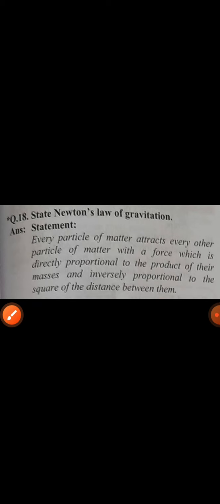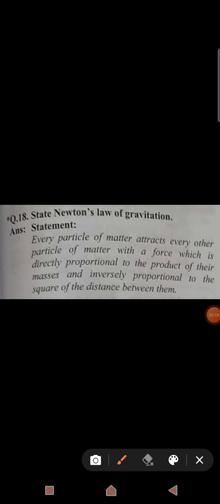So again I am going to explain it in the proper way. Consider small point masses m1 and m2. They are separated by the distance r. Now what does the law say? That the force of attraction is directly proportional to the product of their masses. F directly proportional to m1 multiplied by m2, and inversely proportional to the square of the distance between them. So F is inversely proportional to r square.